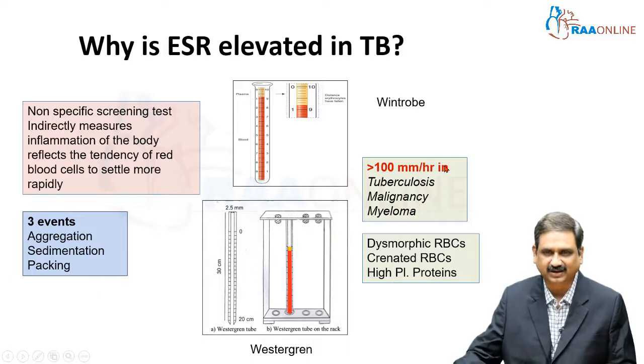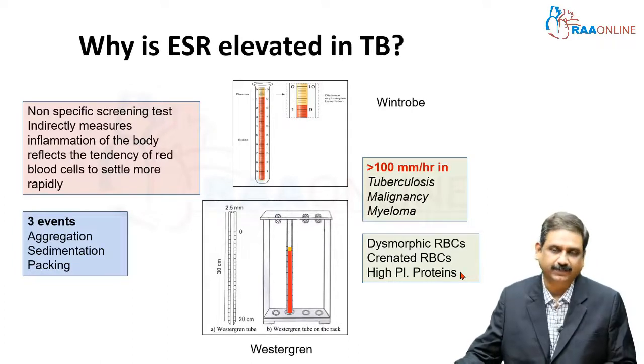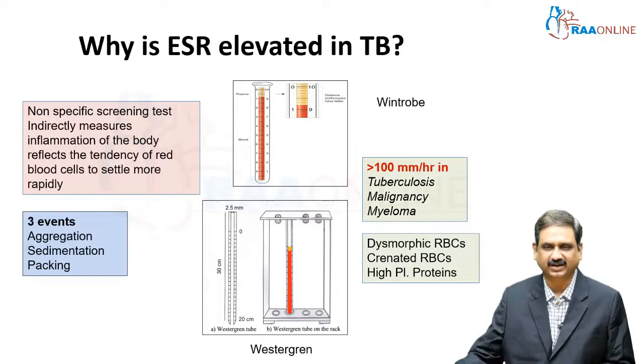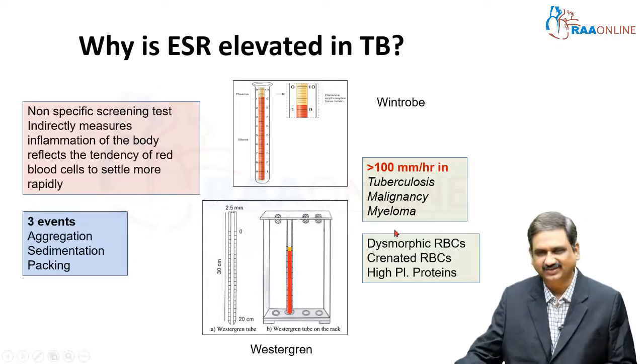Now, 100 millimeters per hour indicates that these patients can have one of 3 possibilities. The most common one is tuberculosis, then malignancies, and myeloma. Patients with multiple myeloma, or any cancer for that matter, or tuberculosis are 3 conditions which characteristically present with a very highly elevated ESR of more than 100 millimeters per hour. The reason they develop such high sedimentation is that the dysmorphic RBCs, the crenated RBCs, and the high levels of plasma proteins all cause an increase in aggregation, sedimentation, and packing of these erythrocytes, resulting in a higher ESR in tuberculosis.